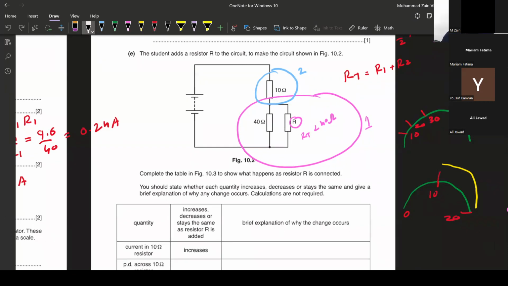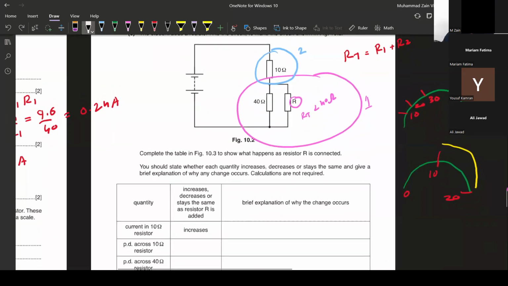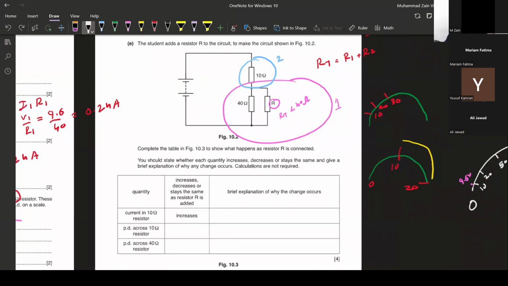So the total resistance of the circuit would decrease. This is something we know. Now the next part is to find the current in the 10 ohm resistor. And I know that the current in the whole series circuit is the same. And if the total resistance of the circuit has now decreased, what would happen to the current in the circuit?